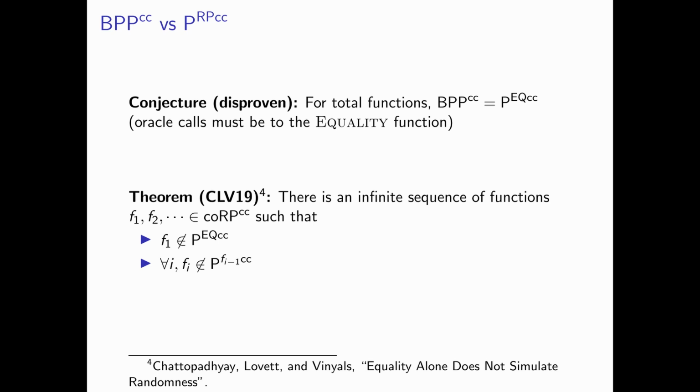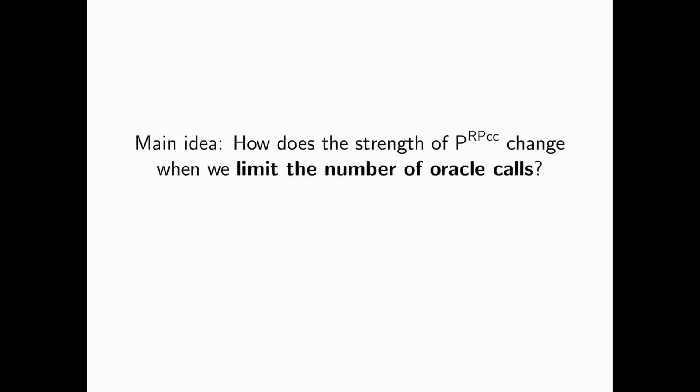In fact, they show an infinite hierarchy of stronger and stronger functions with one-sided randomness, so these functions are in co-RP, such that each function cannot be solved with oracle access to any of the previous functions. Our contribution to this area is to study what happens when, instead of changing the strength of the oracle, we change the number of times that the oracle is allowed to be called.